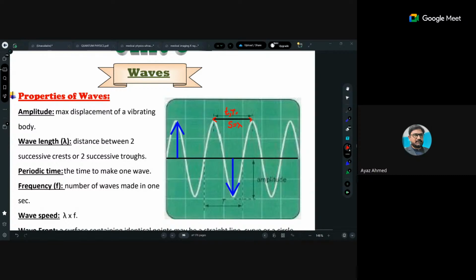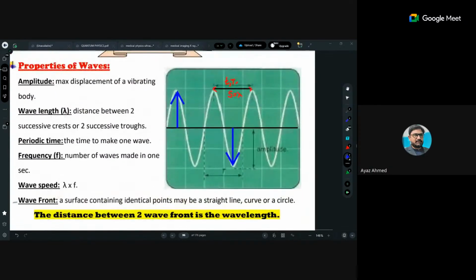Now the next is the frequency. Frequency is the number of waves passing through a point in a second. So the number of waves made in 1 second, the number of waves passing through a point in 1 second. So will you remember this? Yes, sir. Okay.